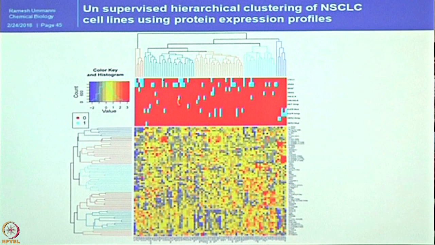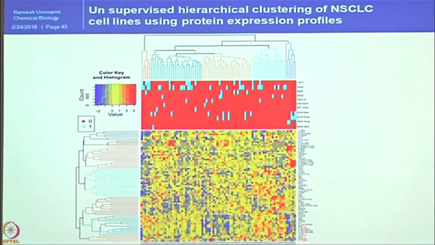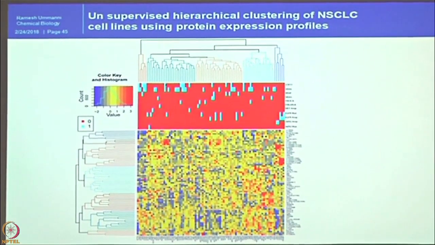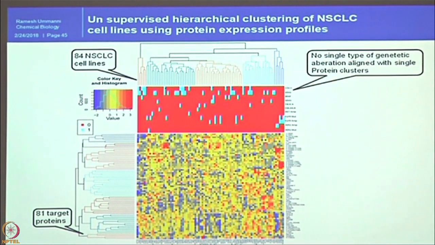Ultimately we get a heat map like this, and you can see that some blue areas are concentrated and some red areas are concentrated. On the x-axis you can see the cell lines and on the y-axis the different proteins we measured, and these proteins are divided into almost 5-6 clusters. Here the cyan color indicates the presence of the mutation and red indicates absence of the particular mutation. When we try to align this, none of these concentrated areas align with the cyan colors. So it is widespread, but here we need to take an intelligent decision.